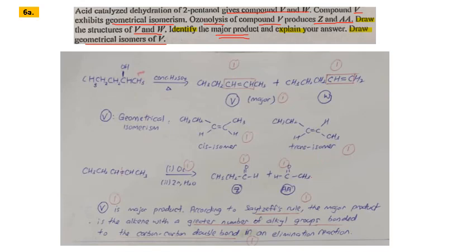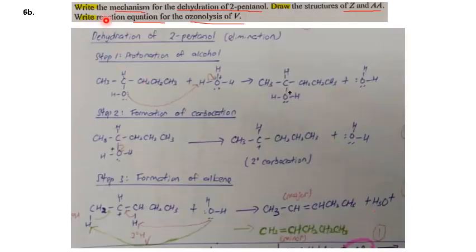Okay, next. For the second part, the question requests: write the mechanism for the dehydration of 2-pentanol, so an elimination reaction. Draw the structures of Z and AA. We have drawn the structures in the early part. Write the reaction equation for the ozonolysis of it, you're done already. So now we write the mechanism. What is the name of this reaction? Dehydration of 2-pentanol, or dehydration of alcohol. If the question asks what is the type of the reaction, then it's elimination.